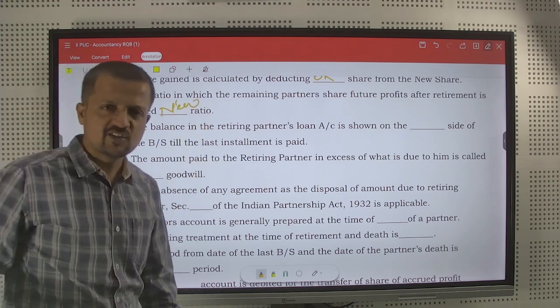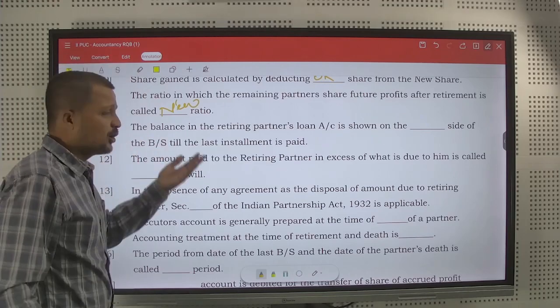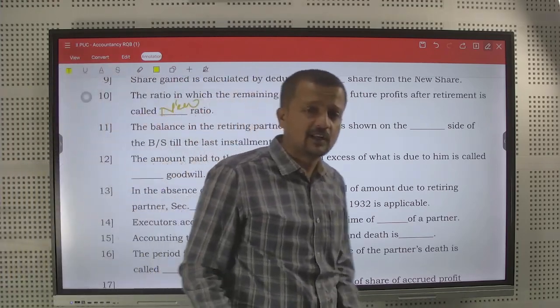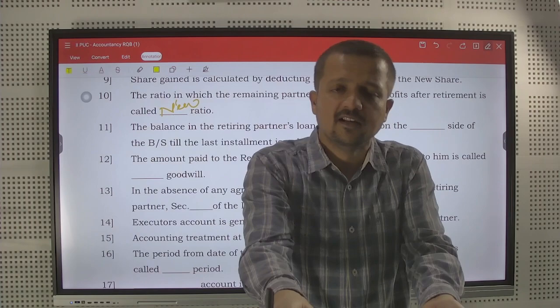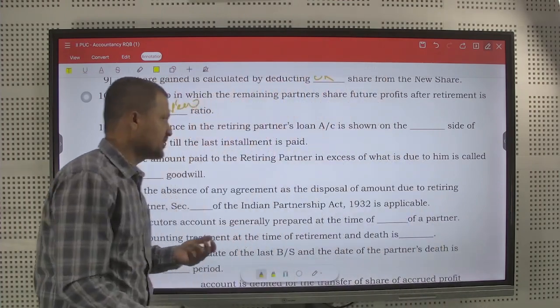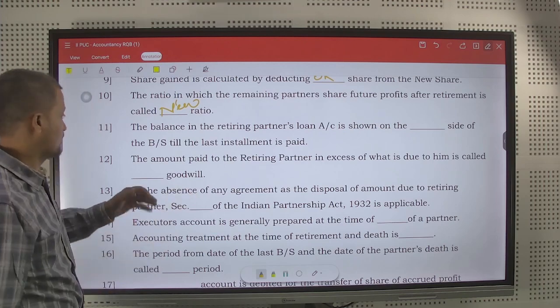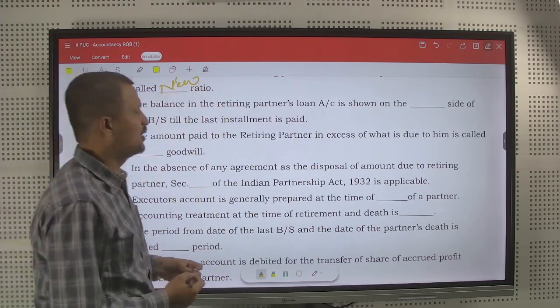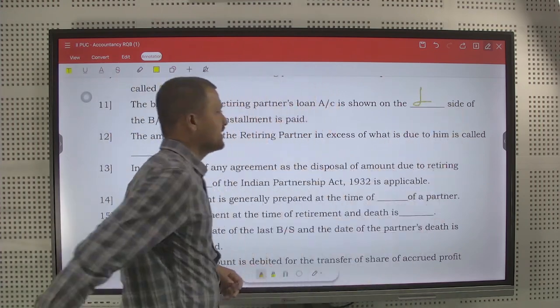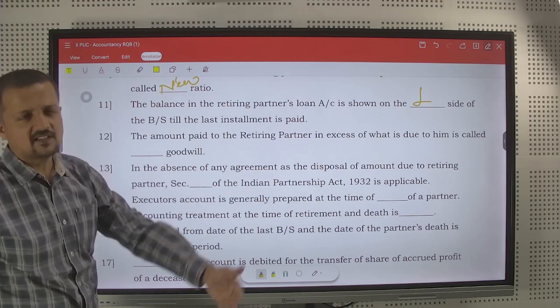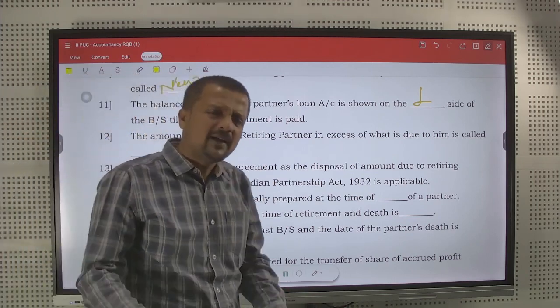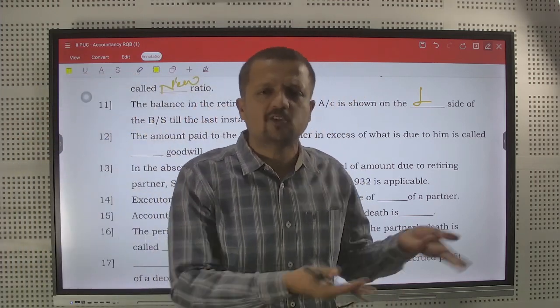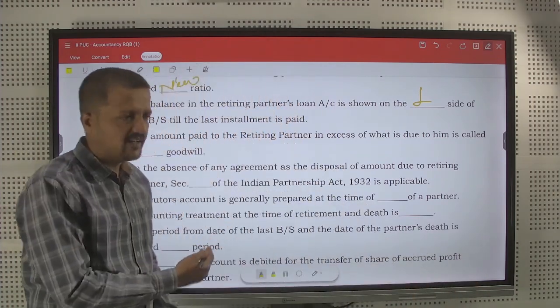Future profits, how do we share? New. That is what we call it. If somebody asks you what is the new profit sharing ratio, the ratio in which future profits are shared is called the new profit sharing ratio after the reconstitution. The balance in the retiring partner's loan account is shown on the liability side of the balance sheet till the last installment, because till it is paid, it is payable. Payable means liability. Liability should appear on the liability side of the balance sheet.